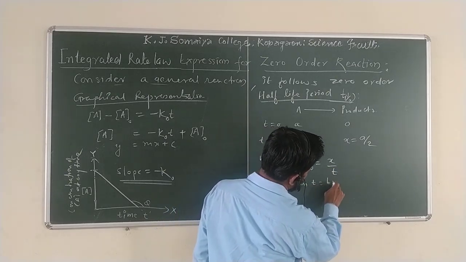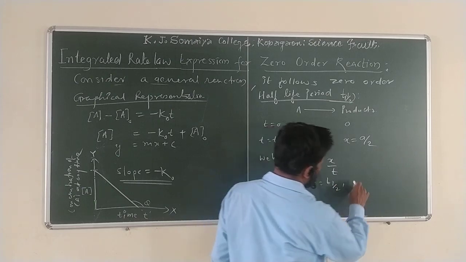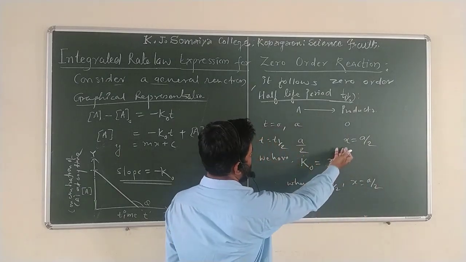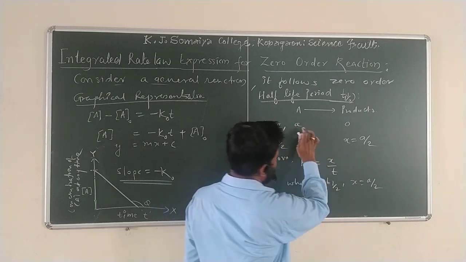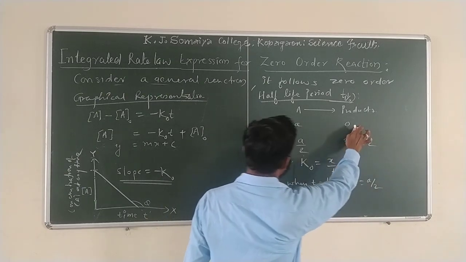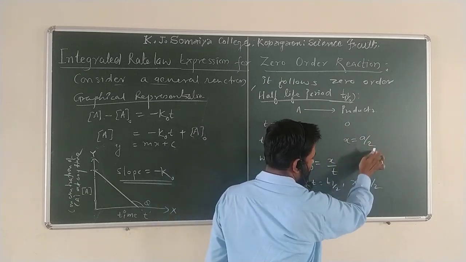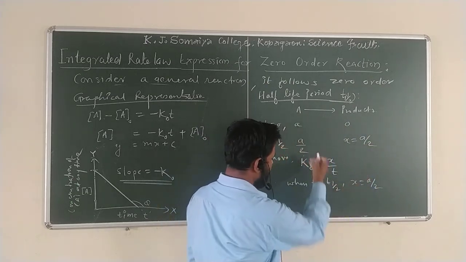Just put it when t equal to t half, x equal to a by 2. Already you have seen when t equal to 0, x equal to 0. When t equal to t half, here it will be a by 2, and here it will also be a by 2. So just substitute the values in the above equation.